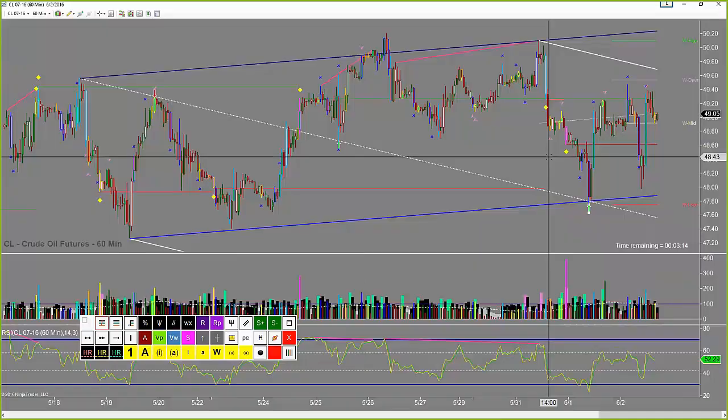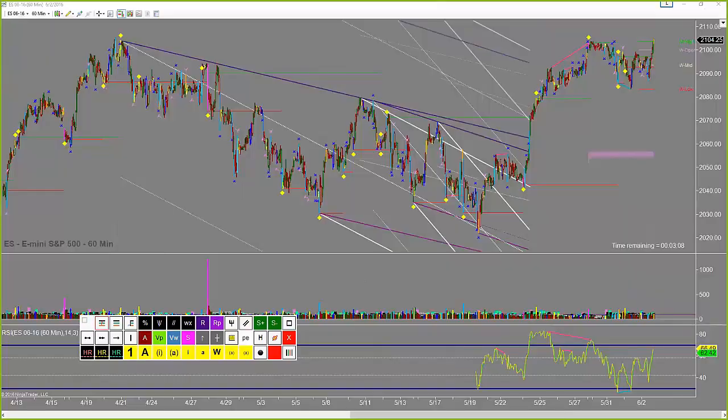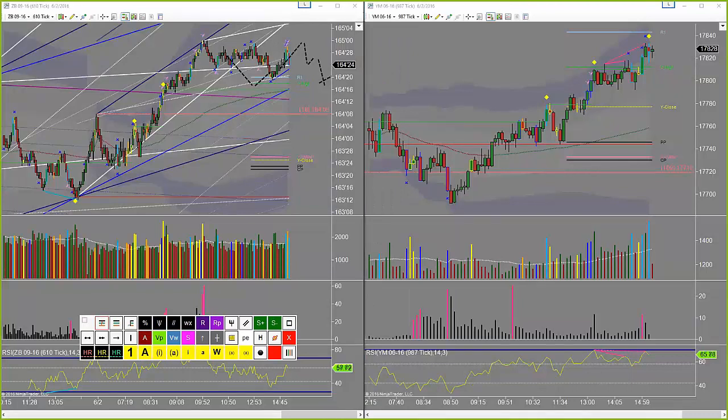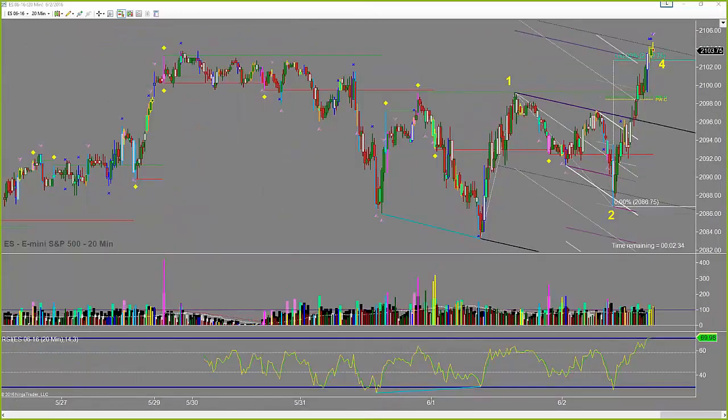And for some reason I get scared out. So let's go over that. We had a really lovely setup today in ES. So let me get it started here. Where are we? Yeah, right here. This is where I got in. I'll come back to this one. We'll start with the larger charts. Well, this is a 20-minute anyway. That's it right there.